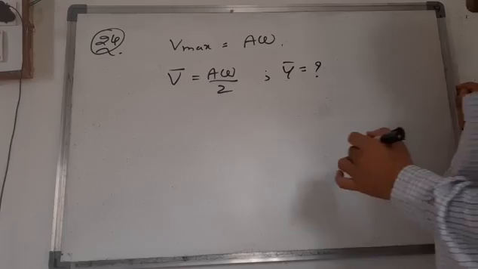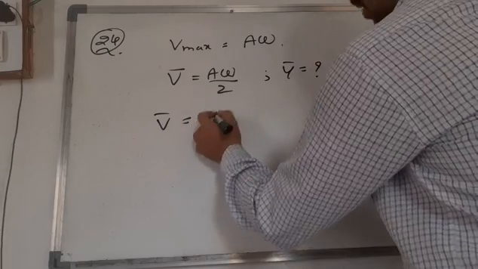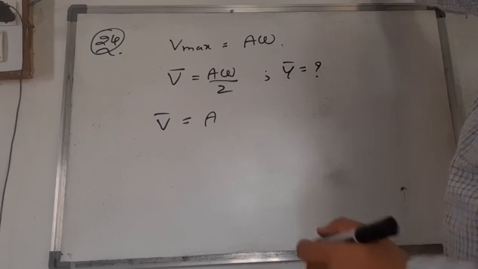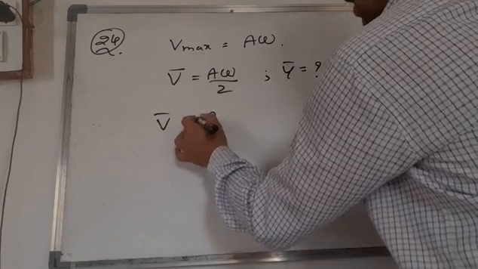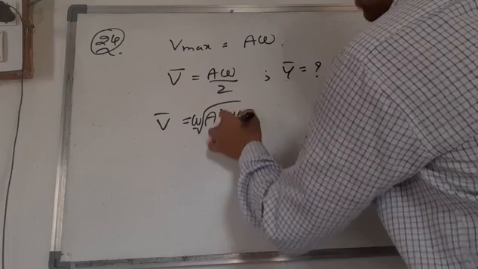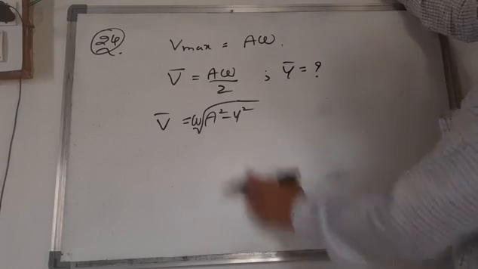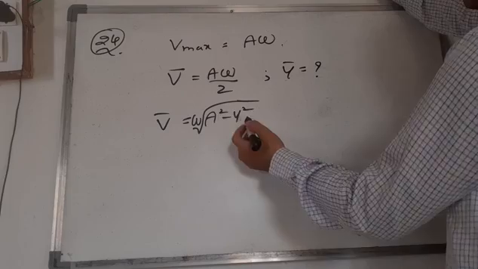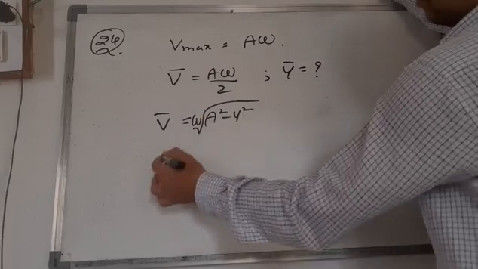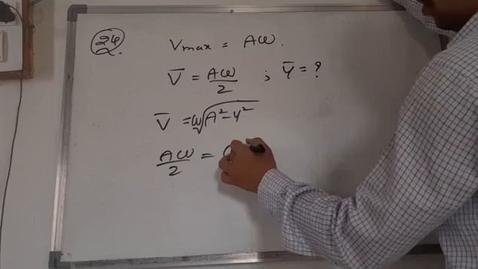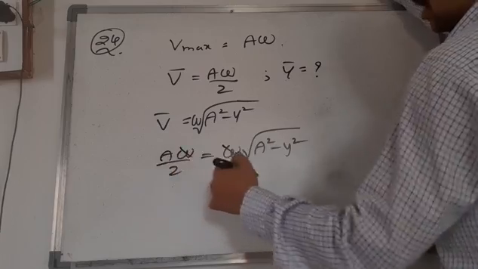Okay. So for this, the answer will be like this. We know that velocity V is equal to omega into square root of a square minus y square. From V is equal to R omega, we got this one, right? So V is equal to omega into root of a square minus y square. But already we know that V is equal to a omega by 2. So write down a omega by 2 is equal to omega into root of a square minus y square. So omega cancel. So a by 2 you will get.